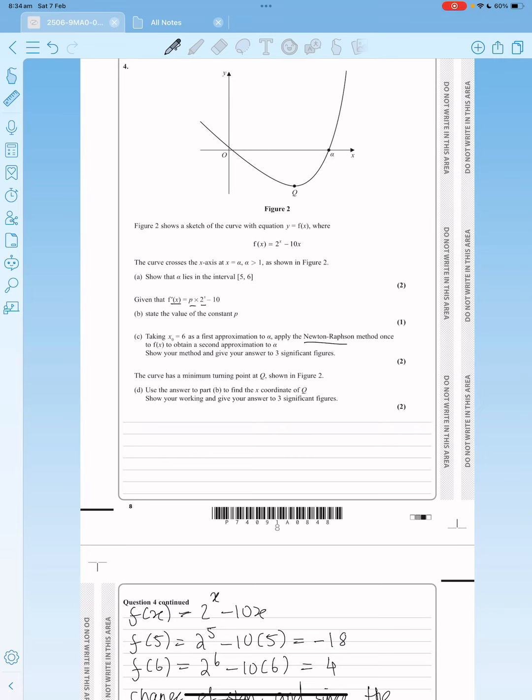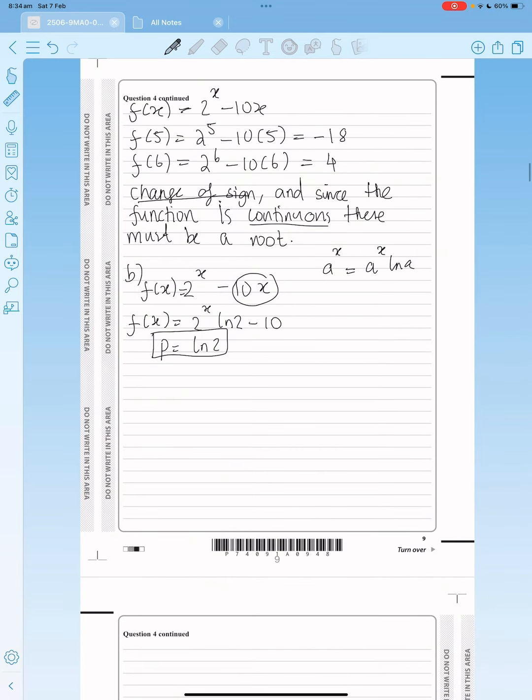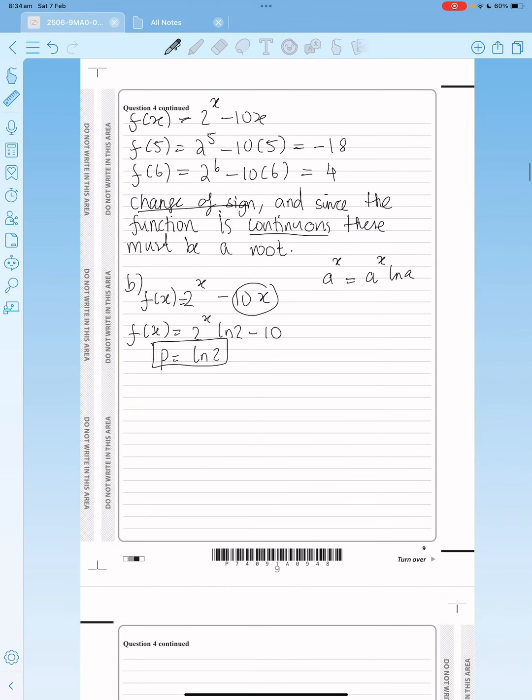Part C: taking x0 as your first approximation equal to 6, apply the Newton-Raphson method once to obtain a second approximation to alpha. Show your method and give your answer to 3 significant figures. Okay, I don't actually have the formula book open, so let me just open it up. Okay, so this is in the formula booklet, and what it says is that the Newton-Raphson method states that x(n+1) is equal to xn minus f of xn divided by f dash of xn.